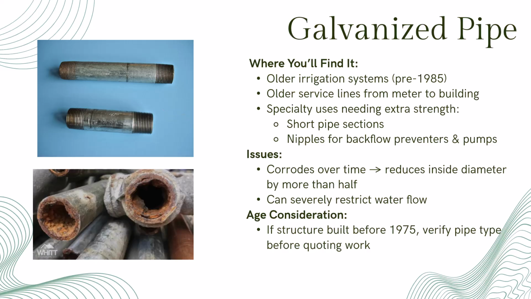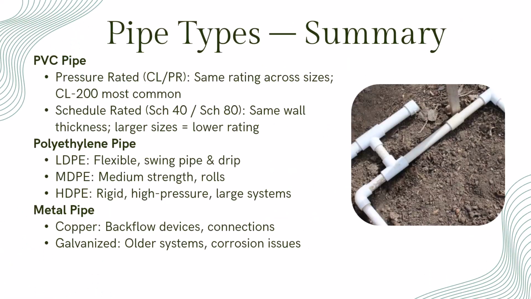The big issue with galvanized pipe is corrosion. Over time, rust builds up inside, and the inside diameter can shrink to less than half of its original size. This greatly reduces water flow and can cause significant performance issues in a system. As a rule of thumb, if you're working on a structure built before 1975, always verify the pipe type before you quote or start troubleshooting. It could save you from surprises once the work begins.